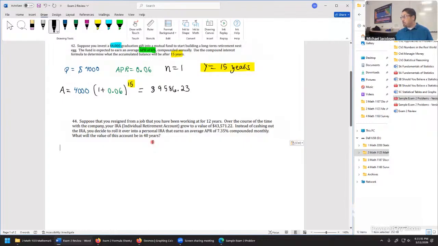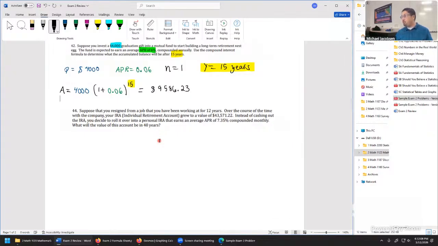So we resigned for a position that we held for a while. That's not enough to really retire on, but this happened early enough in our life that we let the account sit for 40 years. We want to know what its value is going to be. It might not be our primary form of retirement, but we'll see just how good this is going to do for us.